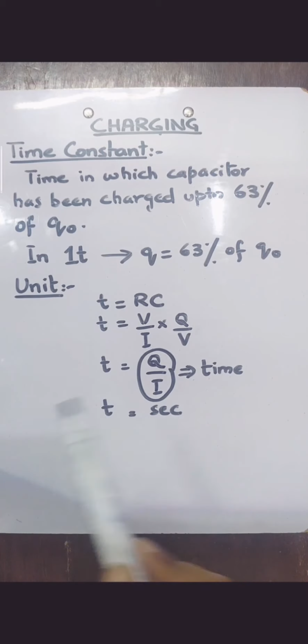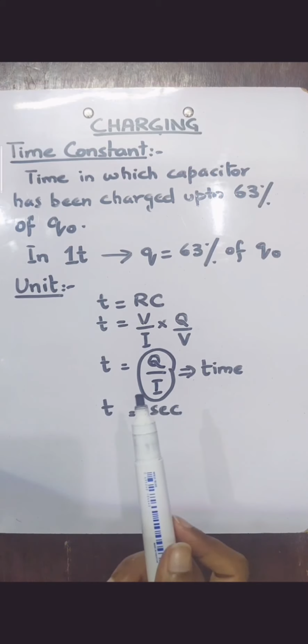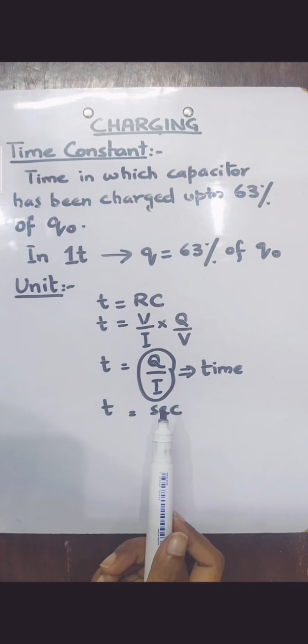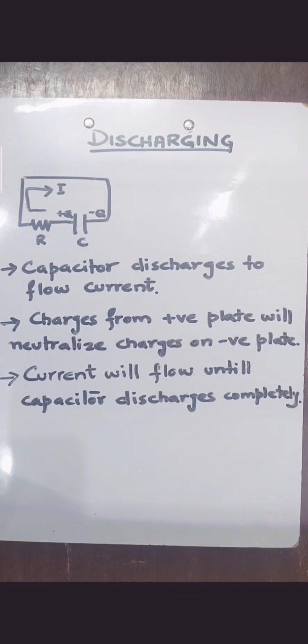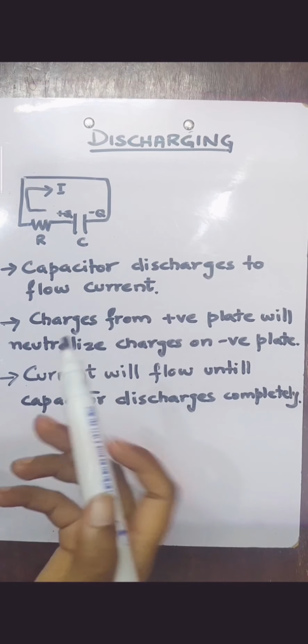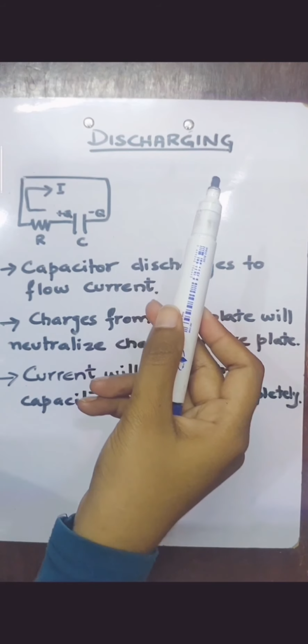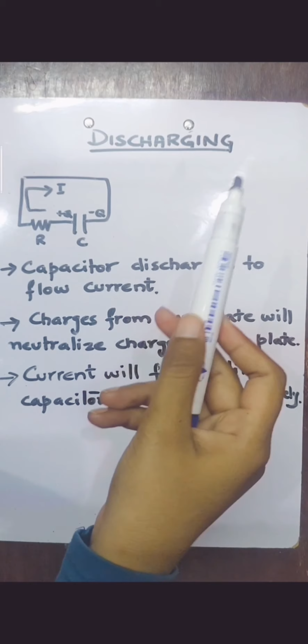So t is having the unit of second. By using this, we can also prove that this can be in your short questions as well. Next thing is, okay, I'm leaving the charging graph over here. I will discuss it in the end. Now coming towards the discharging process.